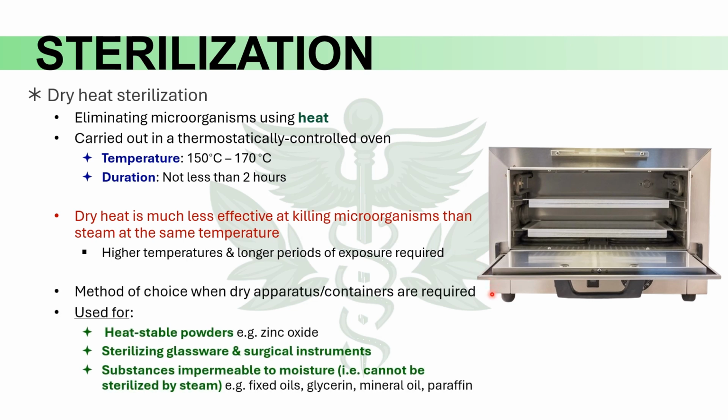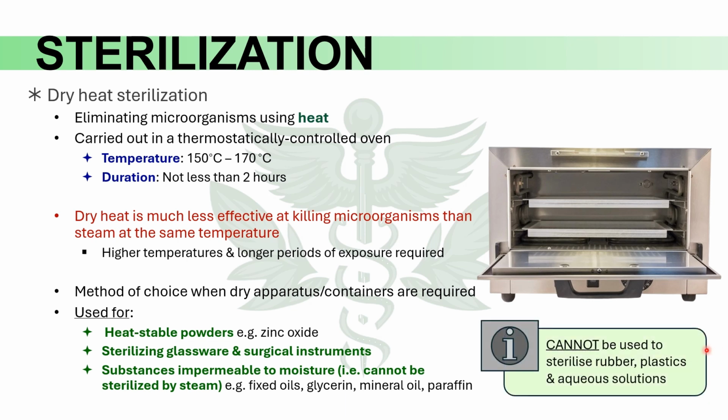Generally, this is the method of choice when we want our apparatus and containers to be dry. We also use it for heat-stable powders such as zinc oxide, sterilizing glassware and surgical instruments, and substances impermeable to moisture such as fixed oils, glycerine, mineral oil, and paraffin. It's also important to note that we cannot sterilize rubber, plastics, and aqueous solutions using dry heat sterilization.